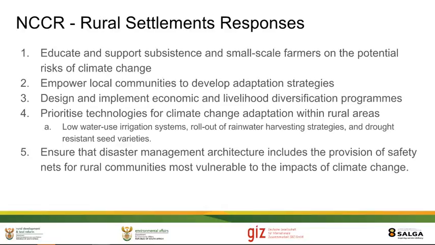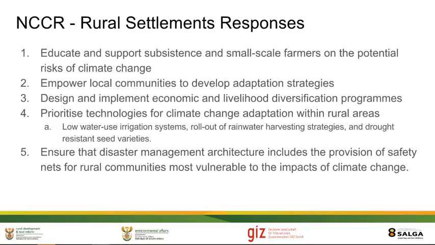Rural human settlements are identified under a key priority in national climate change adaptation efforts, which aim to minimize climate change risk and vulnerability to the sector through the development of various adaptation options aimed at responding to the specific identified vulnerabilities in the sector. Climate change responses prioritized in the national response for the sector focus on the following: education and supporting subsistence and small-scale farmers on the potential risks of climate change, considering that a changing climate may reduce the productivity of subsistence farmlands, having effects on livelihoods and food insecurity.